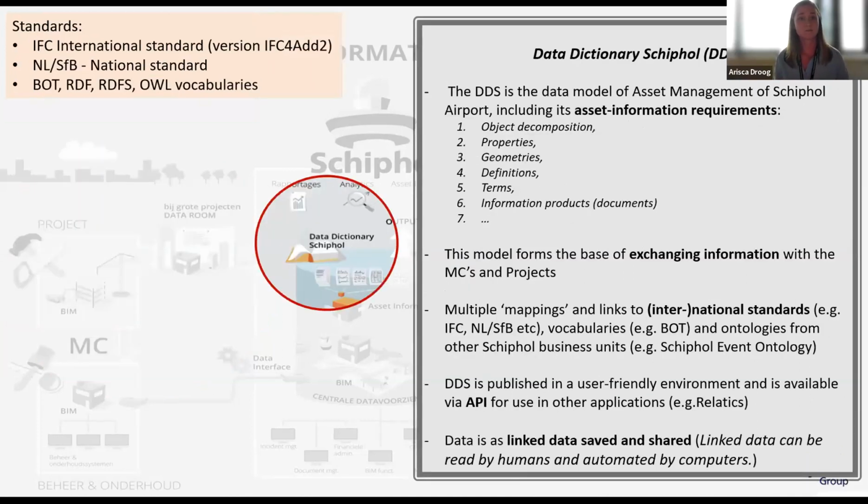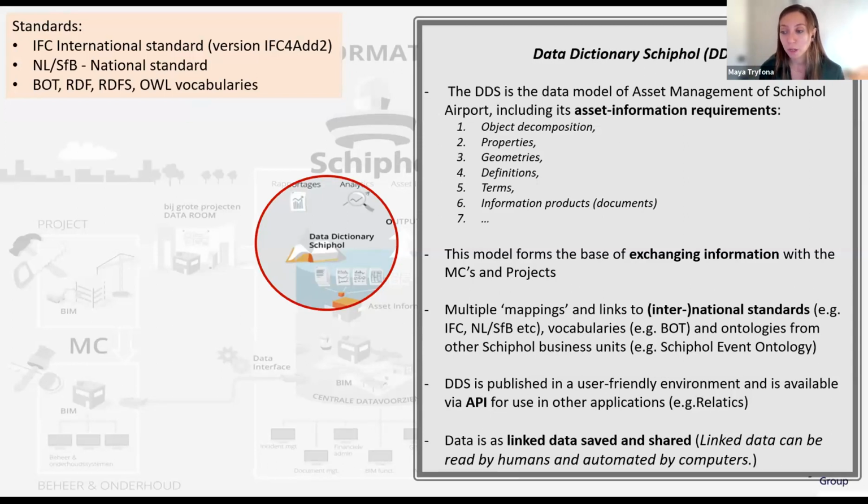Next slide. So we are defining all our information needs in an information model, as was mentioned by Arisca. It's basically called the data dictionary of Schiphol, that's how we call it, where the data is saved and shared as linked data to all our stakeholders. So the data is arriving in a uniform data structure, which has been defined in this data dictionary. The data dictionary contains the object decomposition, the properties that are needed per asset type, their geometry specifications, definitions, terms and relationships with specific types of documents and other things.